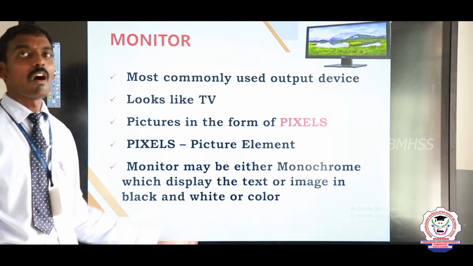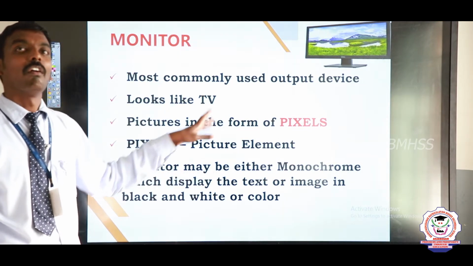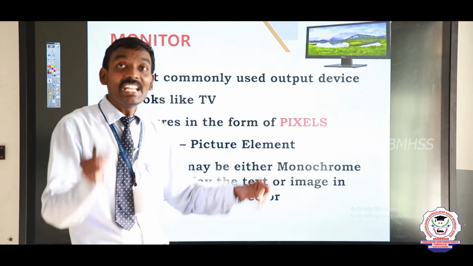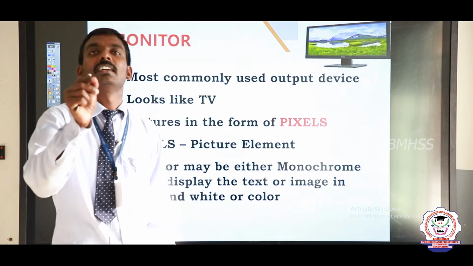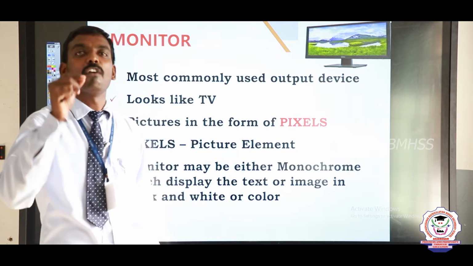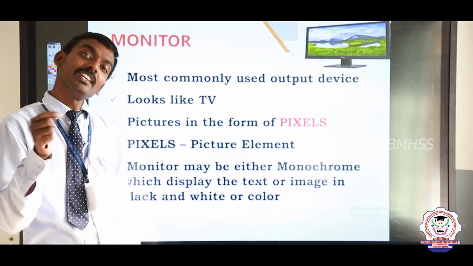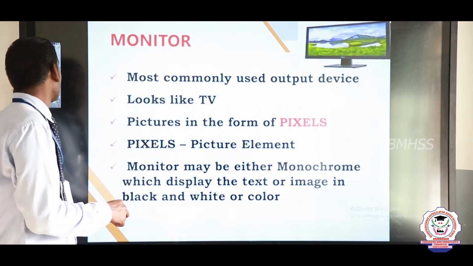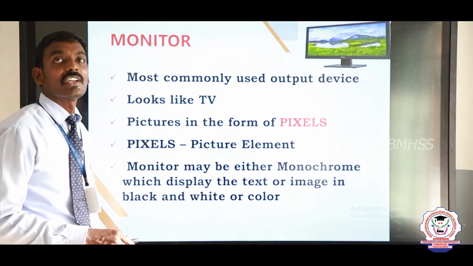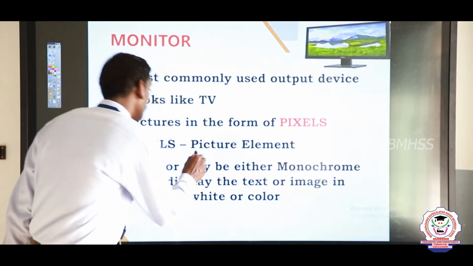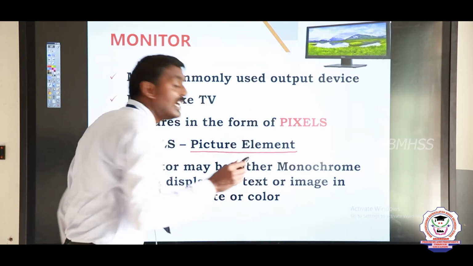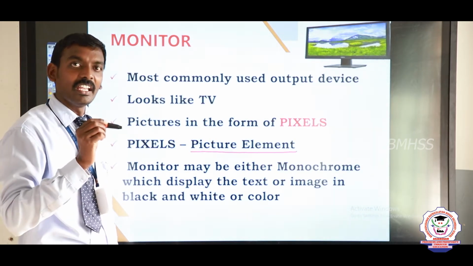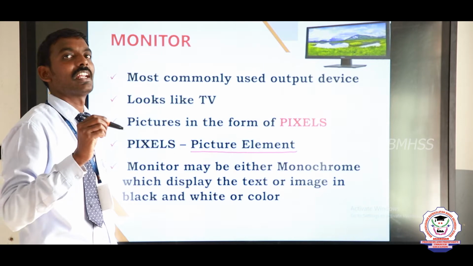The monitor is the common output device of the system, and each and every character is in the form of pixels. What is a pixel? Pixel means picture element. Each and every dot present on the monitor screen is considered a picture element.